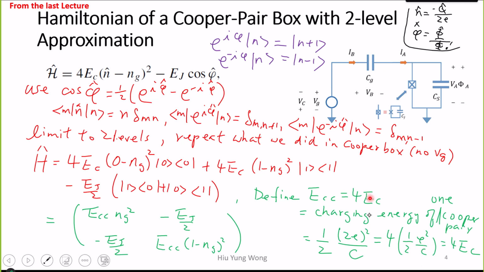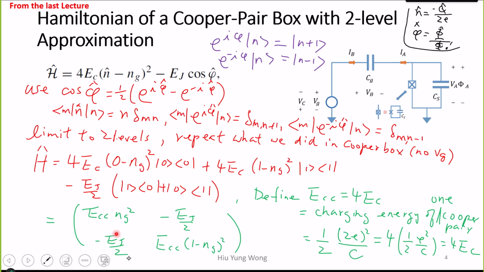In the literature, sometimes EC is actually the charging energy of one Cooper pair. It means you put 2 electrons there, so it is 4 times larger than the charging energy of 1 electron, because the energy goes as Q squared. If I put 1 electron, I have a certain energy; with 2 electrons, I have 4 times more energy. If you forgot, no problem, but you need to be very careful when we read papers. That is something you need to be careful about.